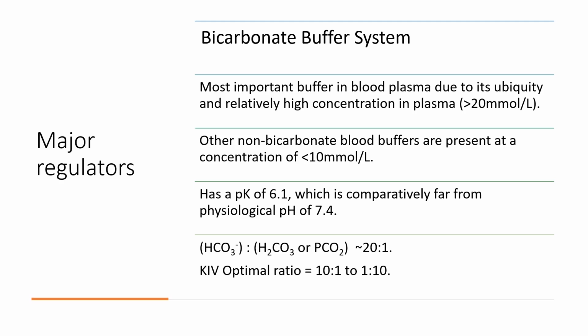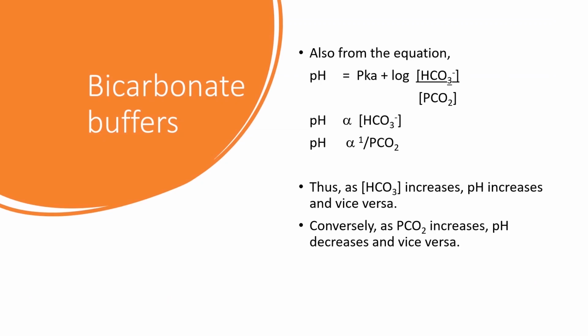But then the sheer amount of bicarbonate buffer and the fact that it is present in almost every part of the body dominates, and it overshadows the disadvantages of a lower pKa and a high ratio between the weak acid and the conjugate base. So that makes the bicarbonate buffer system a very, very important major regulator of acid-base balance.